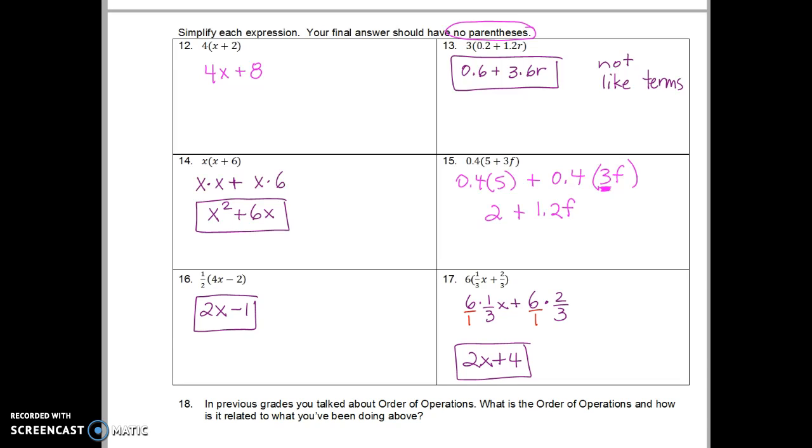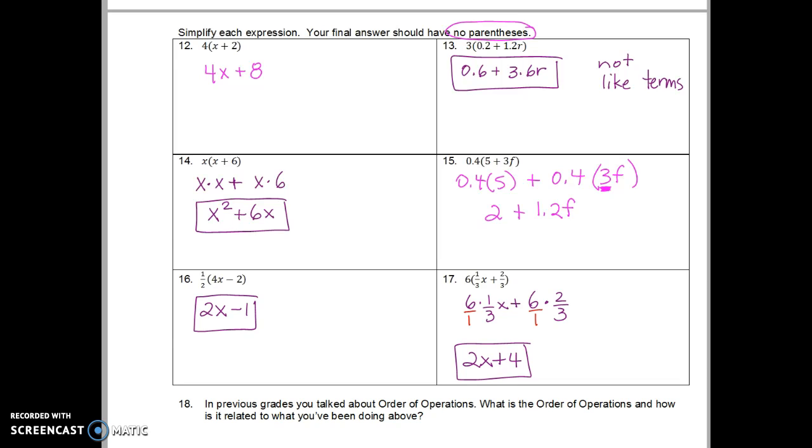Okay, let's see how you did. Number 13, 0.6 plus 3.6r. And those are not like terms, so we can't add them together, so that is finished. It's convention to usually put the variable term first, but it doesn't really matter. So you can do that using the commutative property of addition.